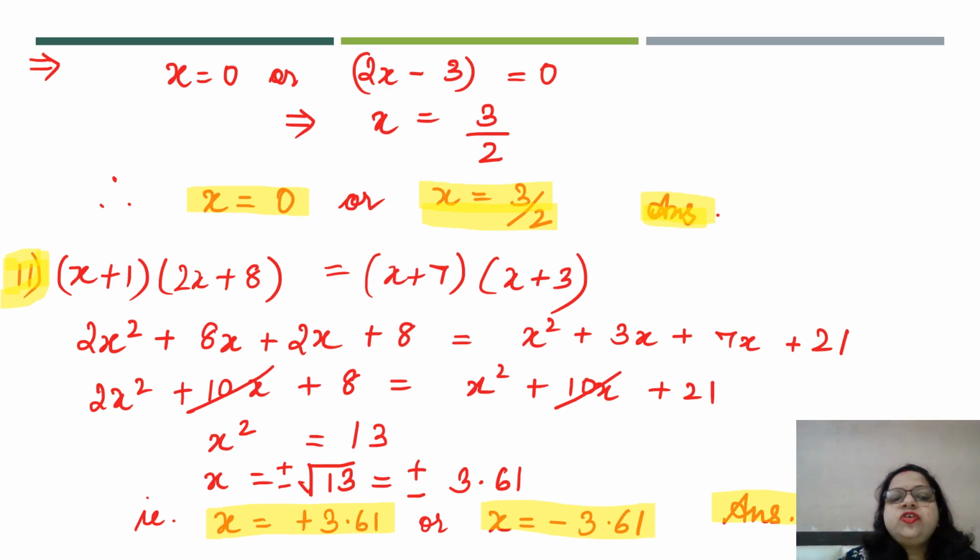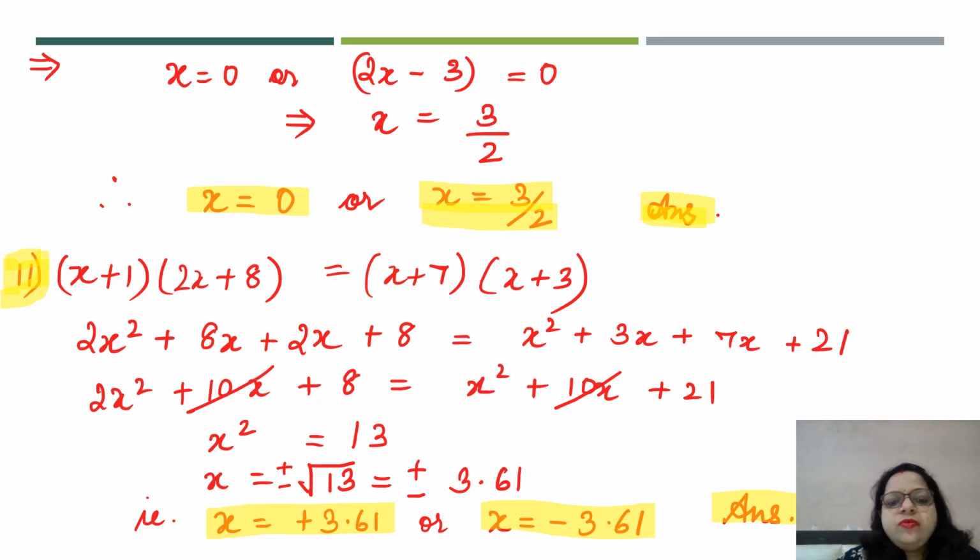x plus 1 into 2x plus 8 is equal to x plus 7 into x plus 3. Multiplying first on the left hand side, x into 2x is 2x square, x into 8 is plus 8x, plus 1 into 2x is plus 2x, plus 1 into 8 is 8. Then x into x is x square, x into plus 3 is 3x, plus 7 into x is plus 7x, plus 7 into plus 3 is plus 21. 2x square plus 10x plus 8 is equal to x square plus 10x plus 21.